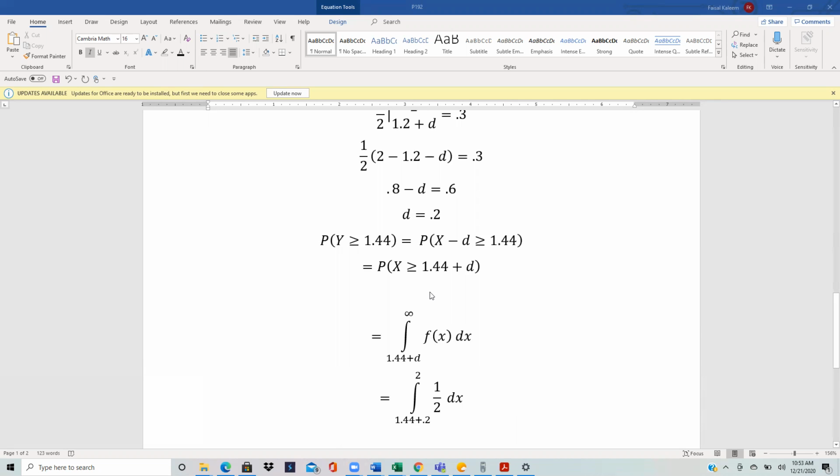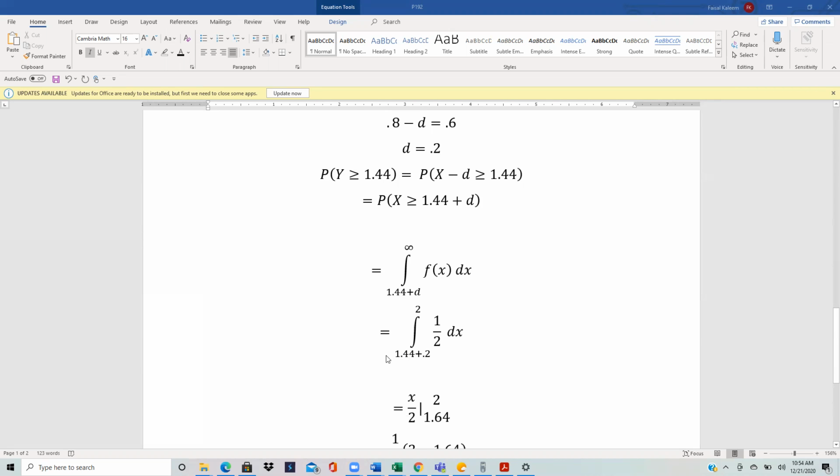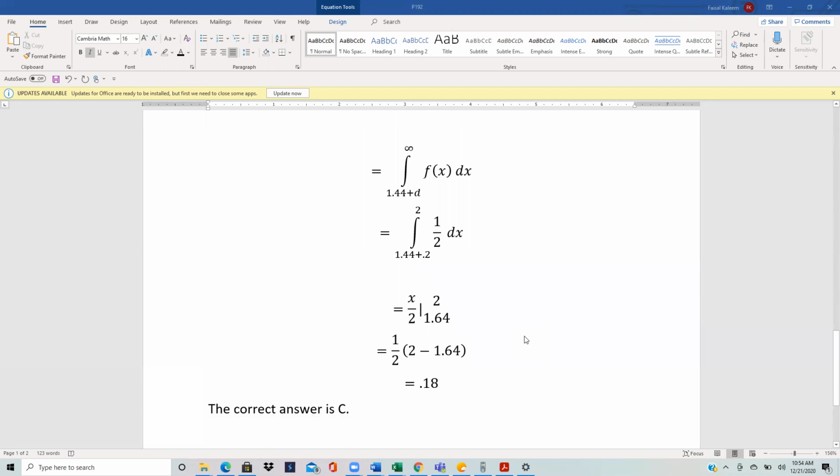By carrying it over, you see that it's the same pattern. You could have straight away written, earlier we had 1.2 plus d here, you could have written 1.44 plus d right away. And now I substitute the d, which was 0.2. So it's the integral from 1.64 to 2 of the same 1/2. And after substituting everything, we get 0.18. That was choice C.